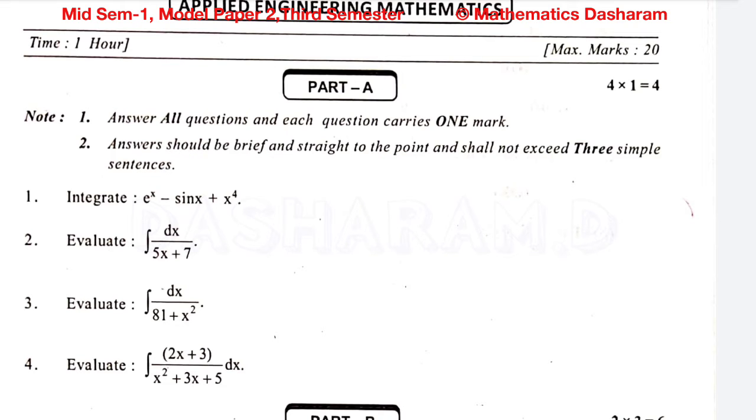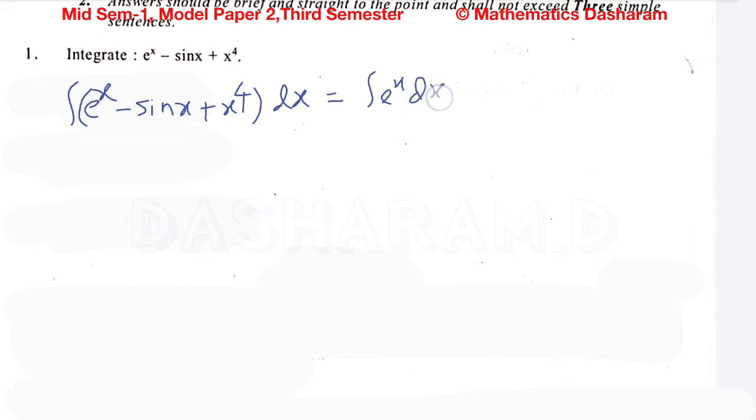So the first question is integrate e to the power of x minus sin x plus x to the power of 4. So in the previous model paper we have a same question. So anyhow let's do the answer for this. So integration of e to the power of x minus sin x plus x to the power of 4 with respect to x. So here apply the integration for each term separately. Integration e to the power of x dx minus integration sin x dx plus integration x to the power of 4 dx.